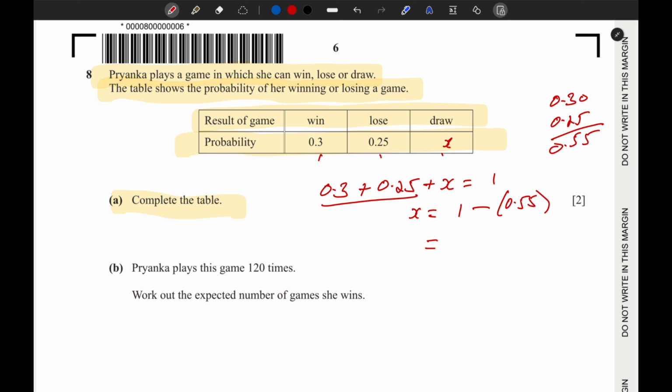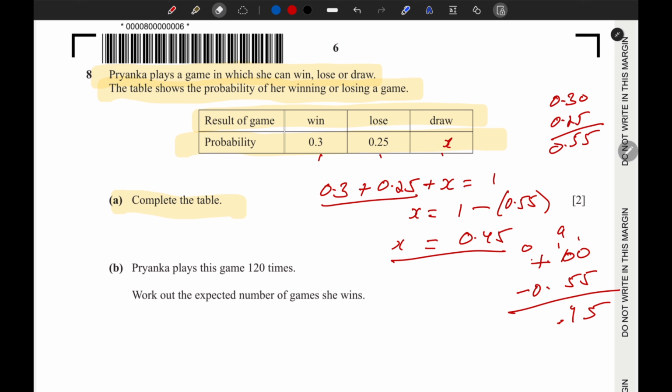Now what is 1 minus 0.55? Actually x would be 0.45. So here's the probability. When you do 1 minus 0.55, you carry over 1, this becomes 10, and you again carry over 1, this becomes 10. Now this will be 9. So 10 minus 5 is 5, 9 minus 5 is 4, and this is now 0. So 0.45. So the value of x over here we can write as 0.45. So we have completed the table.